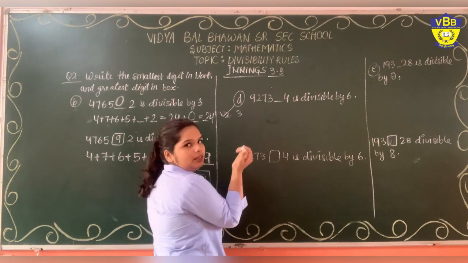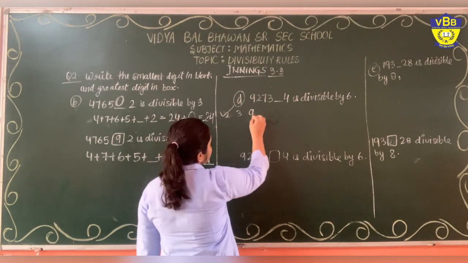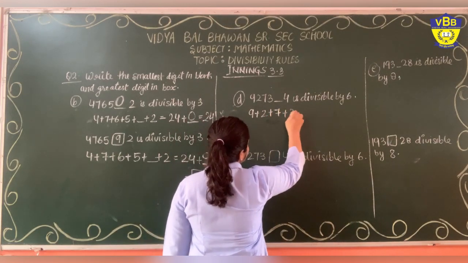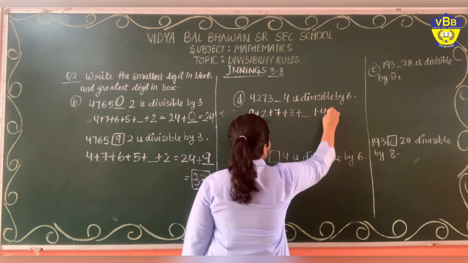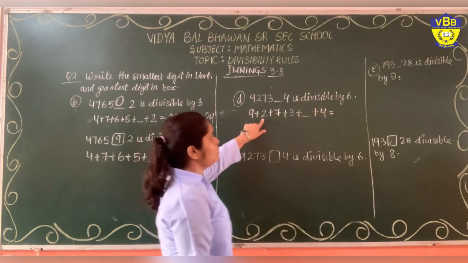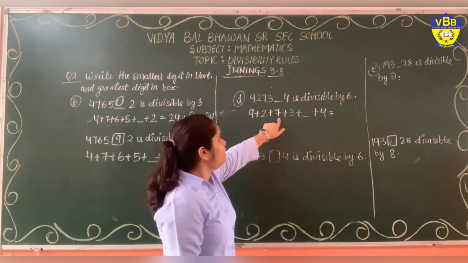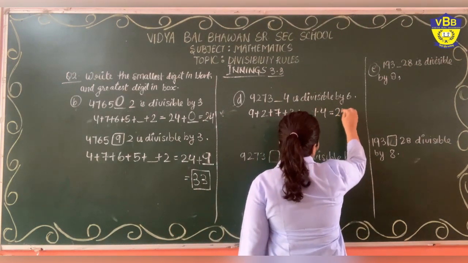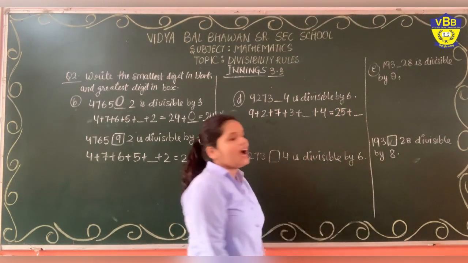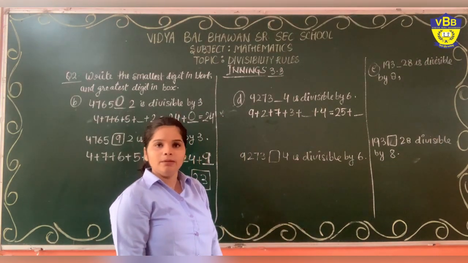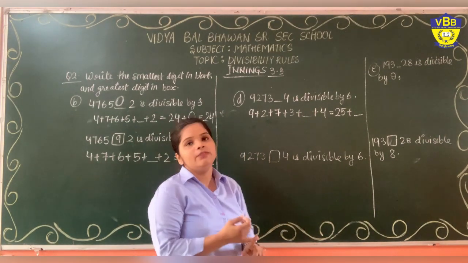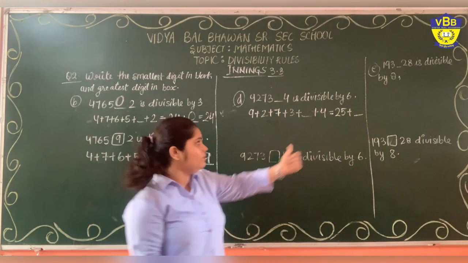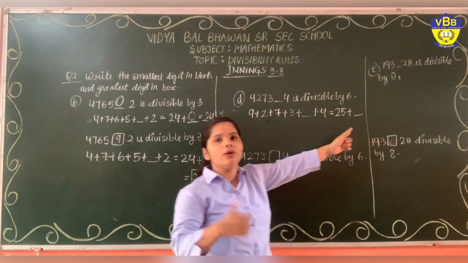How to do it with 3? We have already solved this type of question. We need to do the sum of the digits: 9 plus 2 plus 7 plus 3 plus the blank plus 4. Add the numbers: 9 plus 2 is 11, 11 plus 7 is 18, 18 plus 3 is 21, 21 plus 4 is 25. Now after 25, which number is the multiple of 3? After 25 it is 27. Before 25 it is 24, but we don't want to subtract anything, we need to add a number.